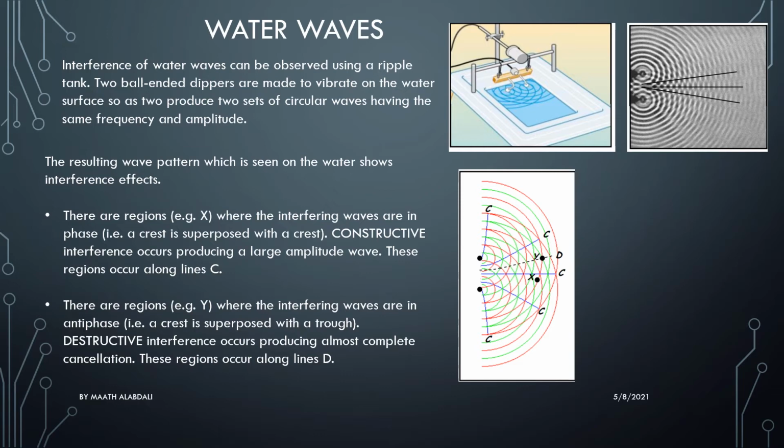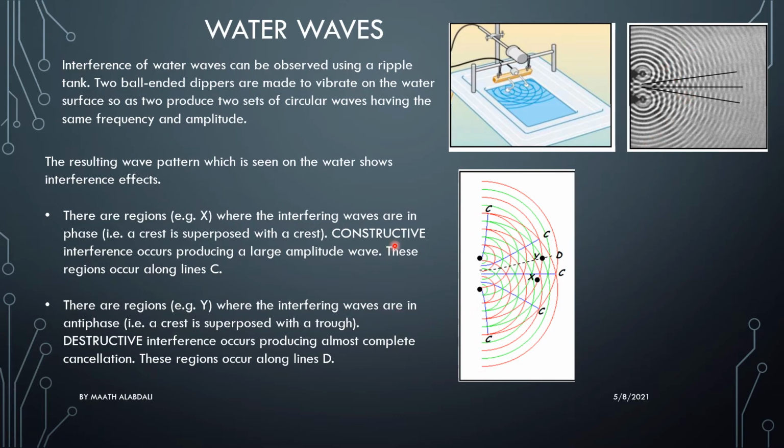In water waves, the interference of water waves can be observed using a ripple tank. If you see in this diagram, two ball-ended dippers are made to vibrate underwater, and they're going to produce waves of the same frequency and amplitude. And this is basically the pattern that will be produced.